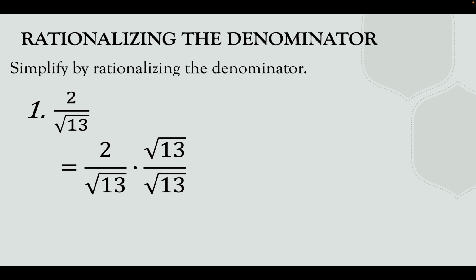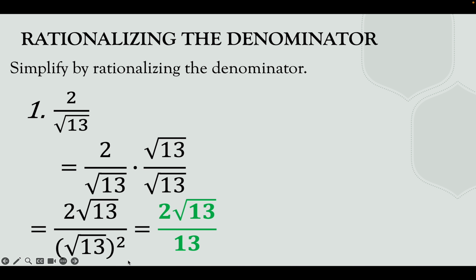So we have 2 over square root of 13 times square root of 13 over square root of 13. So you can directly multiply this one. 2 times square root of 13, we have 2 square root of 13. And square root of 13 times square root of 13, you can make that one square root of 13 squared. So again, if you have an exponent 2 and the index here is 2, right class? It is a square root already. So we can eliminate that one. So you will get 13 there. So we have 2 square root of 13 over 13.